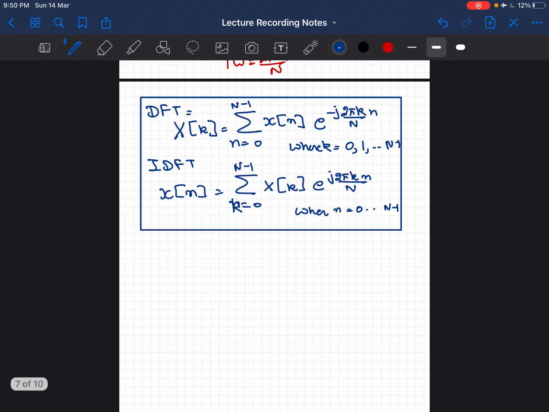Now on the basis of these two formulas, we are going to evaluate all the values. So let us start with the first. We'll do the numerical in the next video.